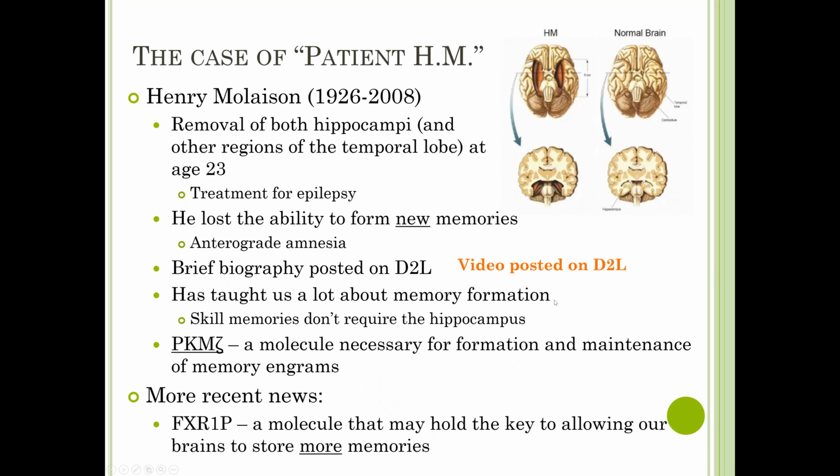And even more recent news, there's another molecule called FXR1P that seems to block our ability to learn past a certain point. So they're thinking that if we're able to find a way to block this molecule, it may allow us to actually store more memories or have sort of a super memory. And I'm posting an article about this one on D2L if you're interested.